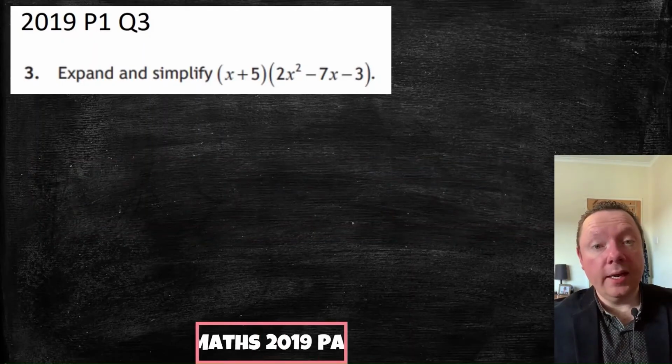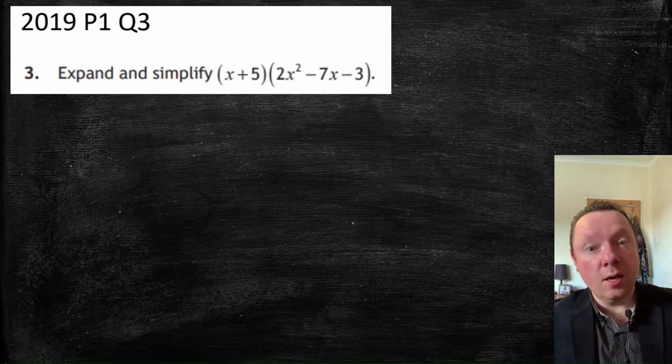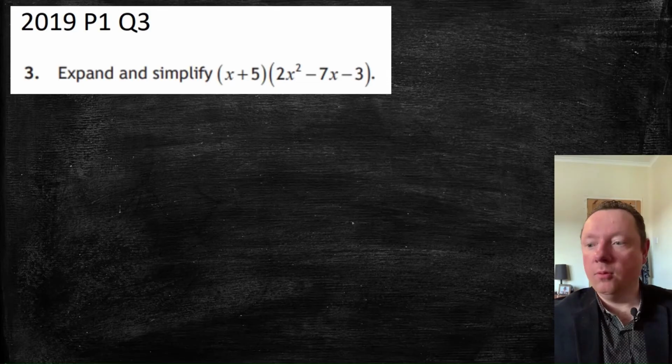Past paper question 2019, this comes from paper 1 question 3. Quite often these questions will either come at the start of the paper, nice and easy to get you going, or maybe towards the end of the paper when you've had to write an expression yourself. But let's just deal with the simple cases.